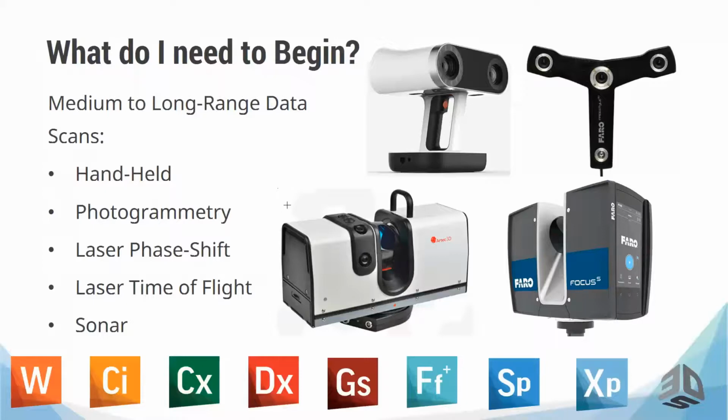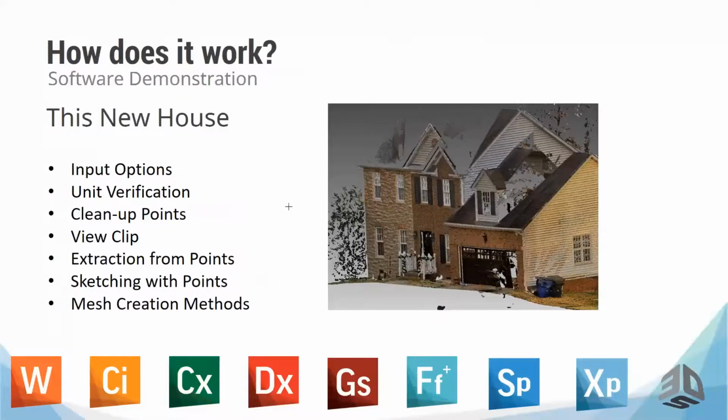So what are some of the things we're going to look at today? We're going to look at this house that we scanned here, a little bit of newer construction. We'll go over some input options and what happens when we bring things into Design X, how we can have different units on input, and what kind of file types we're looking at. We'll go through some cleanup. We'll show you some different view options that we can use. And then we'll show you some things that we can do with points even before we get into meshing activities. So let's jump over to Design X.